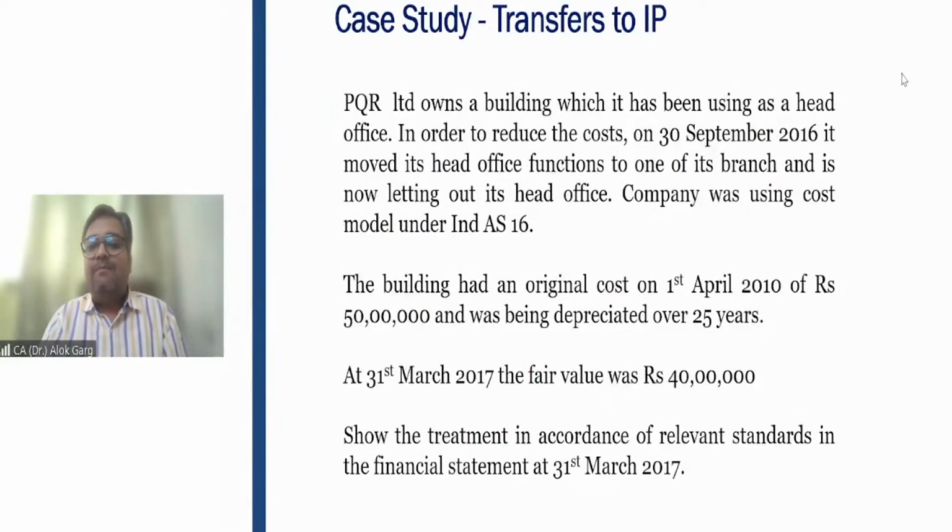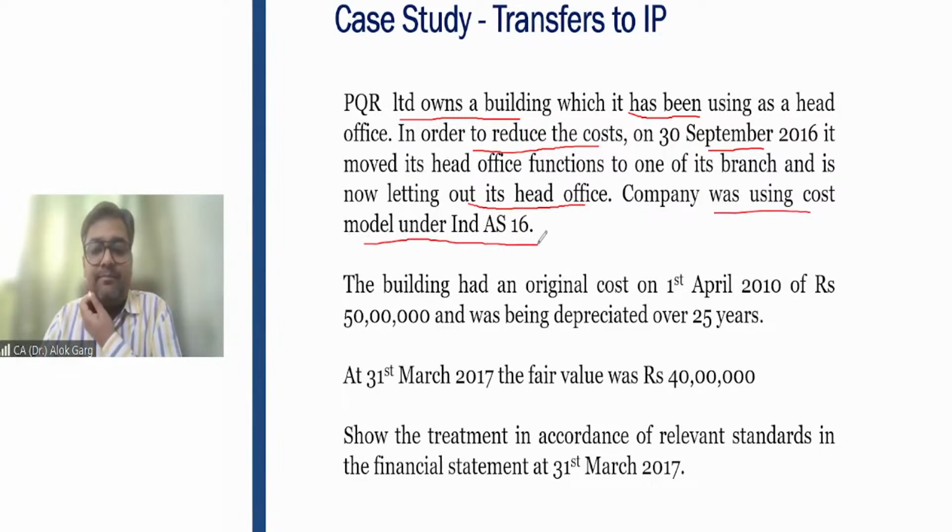Right? So this part we have already covered, but let's do this quickly. This case study. PQR Limited owns a building which it has been using as a head office. Means it was a PPE. In order to reduce the cost, on 30th September 2016, it moved its head office functions to one of its branch and is now letting out its head office. Company was using cost model under Ind AS 16, means cost minus accumulated depreciation minus accumulated impairment losses.